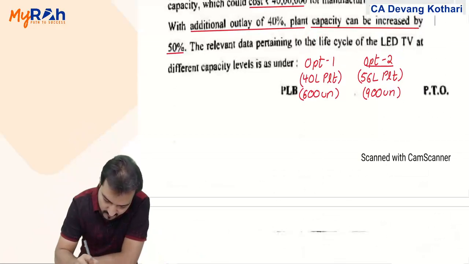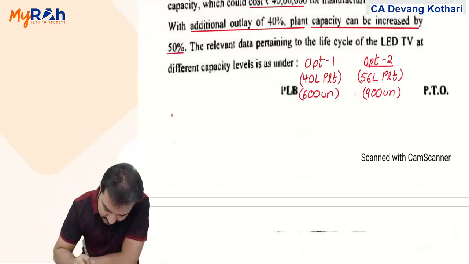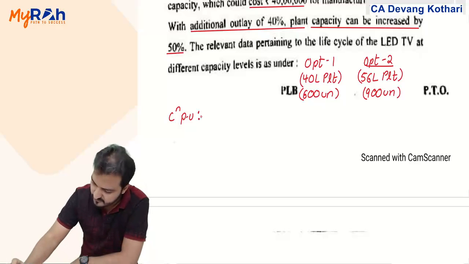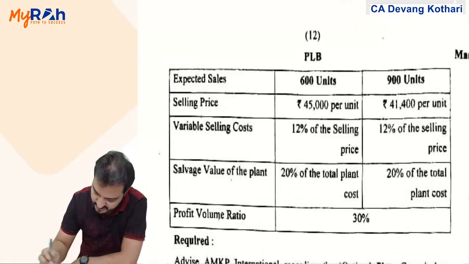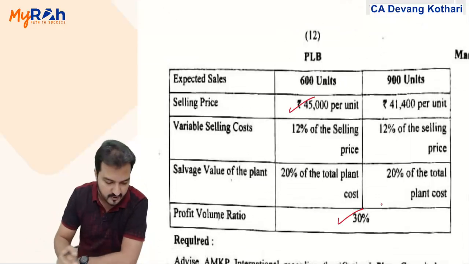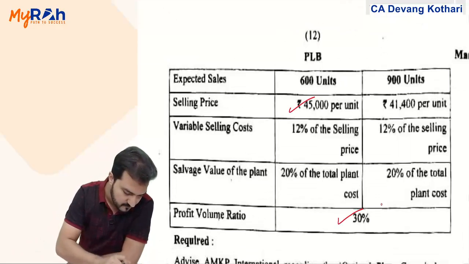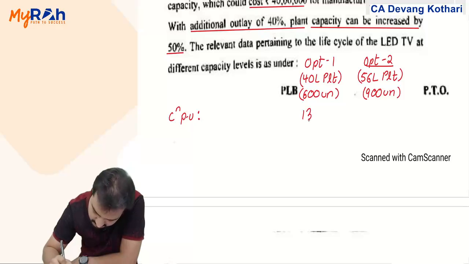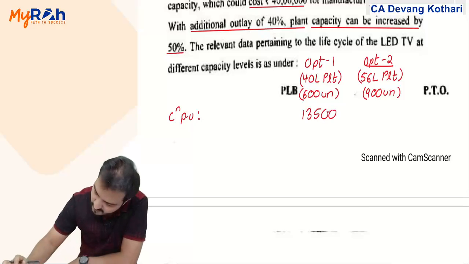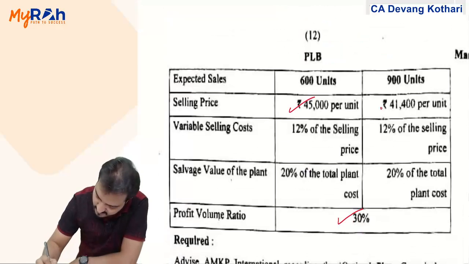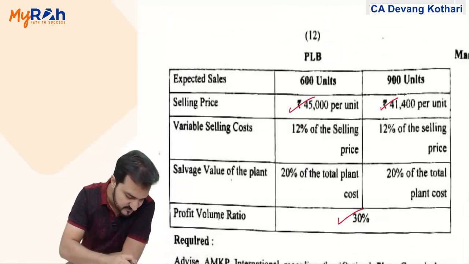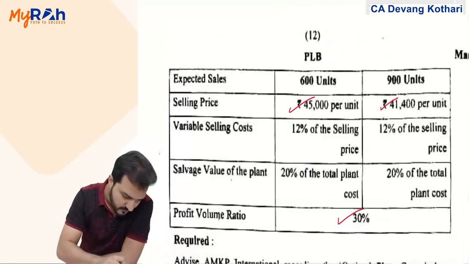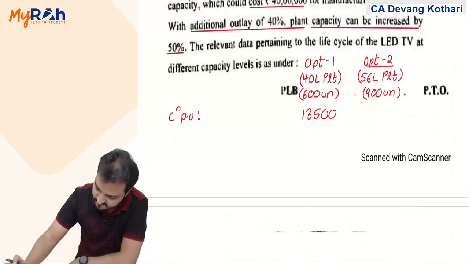Based on this, I can identify contribution per unit. In option 1, contribution is 45,000 into 30%, that is 13,500. In option 2, contribution per unit is 41,400 into the same 30%, that is 12,420.